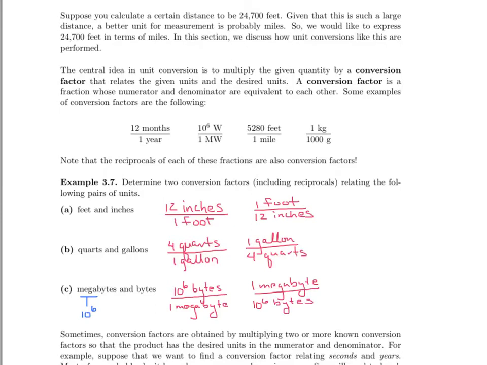So calculating conversion factors boils down to just knowing how many inches, for example, are in a foot, how many quarts, for example, are in a gallon, how many bytes, for example, are in a megabyte. You always have to ask that question when you're trying to determine a conversion factor.